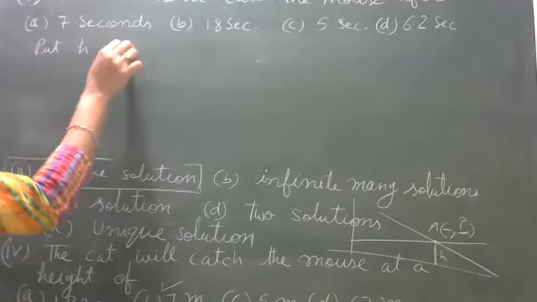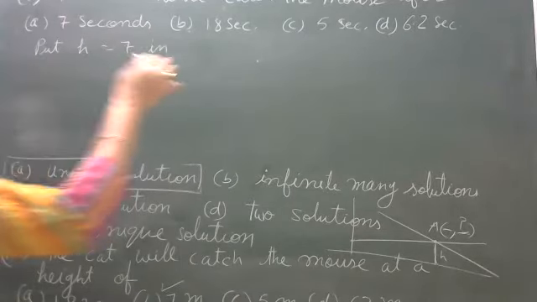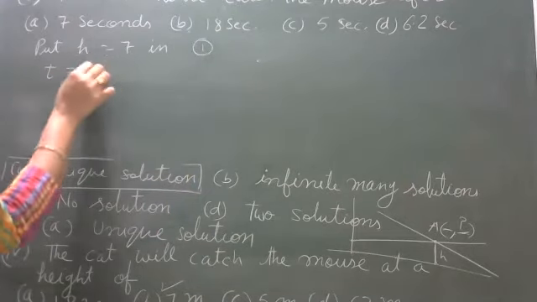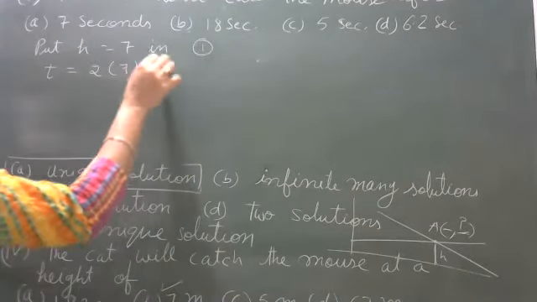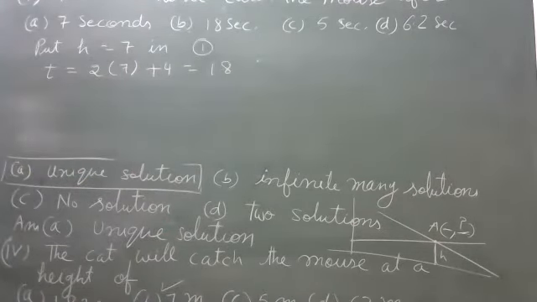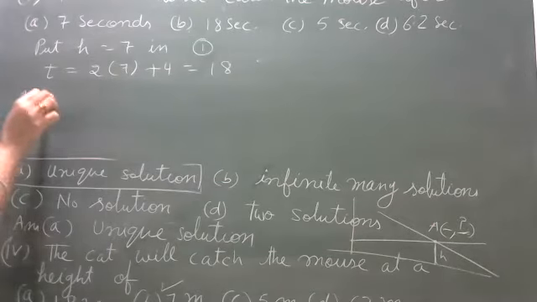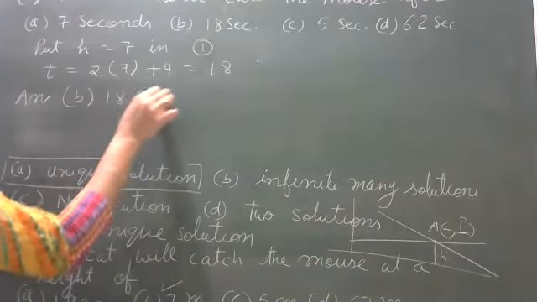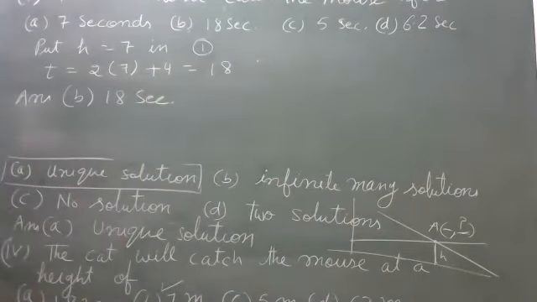Put H equal to 7 in equation number 1. So T will be equal to 2 into 7 plus 4, that is 18. So what is the right answer? Option B, 18 seconds. So many students have given the right answer.